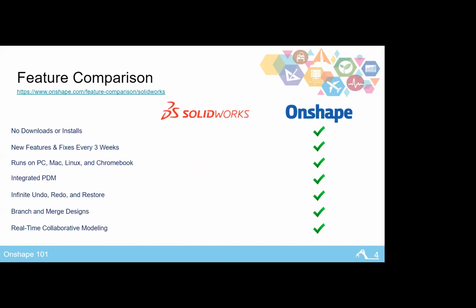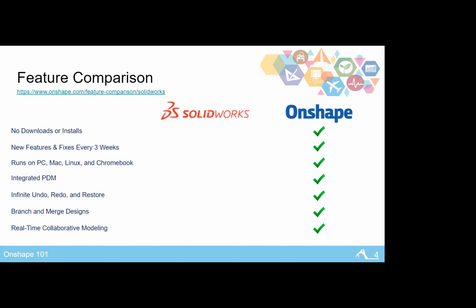So this is my biased feature comparison between Onshape and SolidWorks. Really, like we already said, no downloads, no installs. No updates, so all the updates happen automatically and seamlessly. Everyone's updated at the same time. It can run on any computer with a modern browser. Integrated PDM, which is huge. You don't have to have a GrabCAD or a Vault set up. For those of you who don't know what PDM is, it's like version control. If you think of Google Docs, anytime anybody makes any change, you can always roll back.